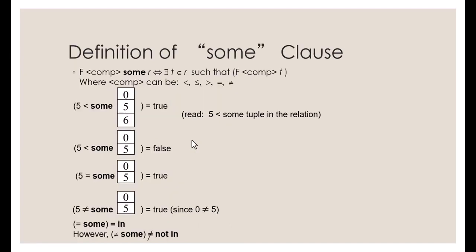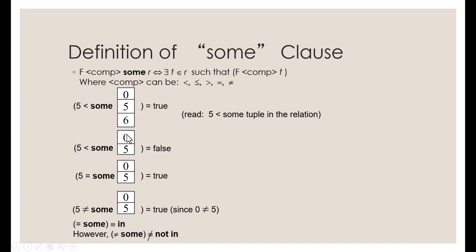Okay, so the definition of the some clause: as long as it's true for at least one of them, it will be true. Let's look at the first example. 5 is less than some. If 5 is less than at least one of these, it will be true. Is 5 less than 0? No. Is 5 less than 5? Also no. Is 5 less than 6? Yes. So it's true for at least one of them, so this whole thing is true.